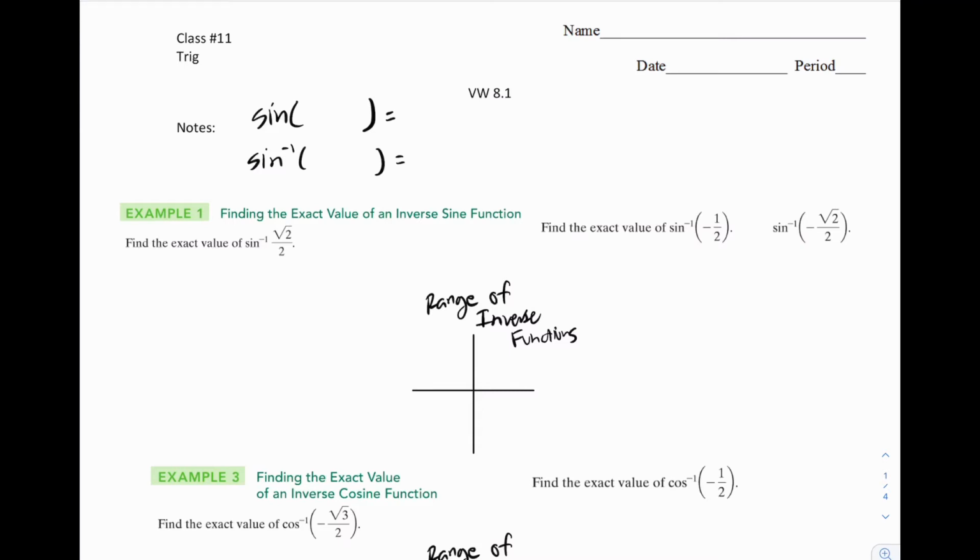Welcome to VW 8.1. Today we're going to be discussing inverse trig functions. So to start, let's think about what we've been doing.